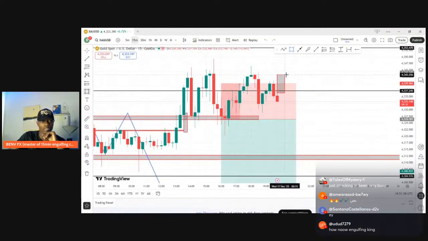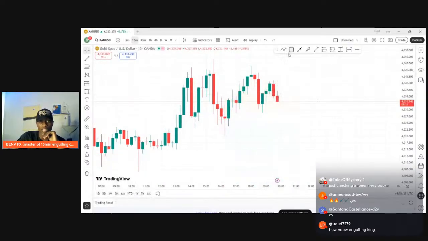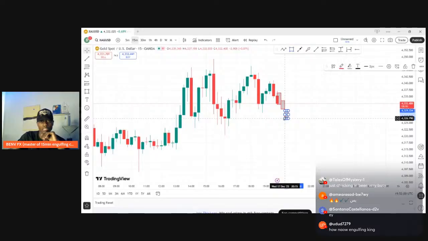Okay, let me delete everything, then I'll start afresh. As this one opens like this, it will close bearish. Then another one opens again, and another one opens again, and it will close bearish. After these two or three bearish candles, before you see a bullish candle, another one opens again and gives a bearish candle. This is how it works.